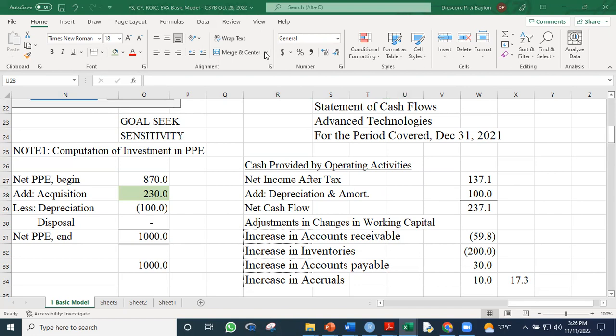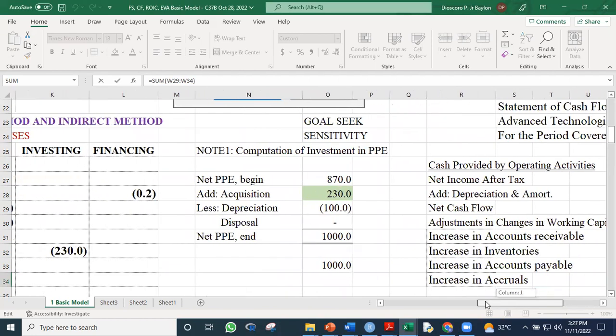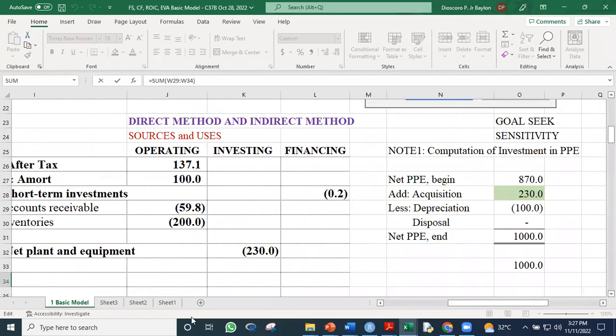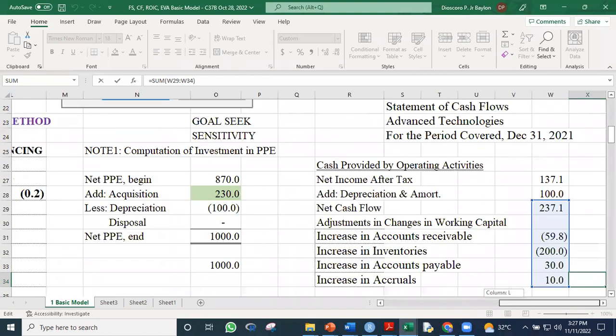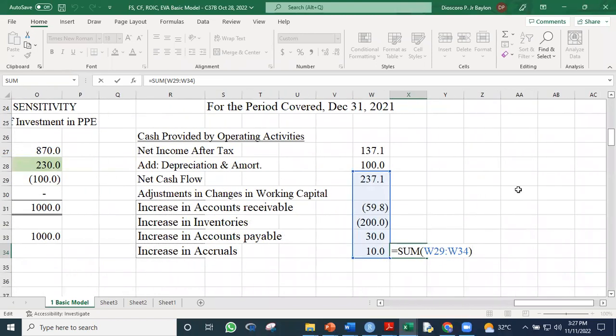How did we get 17.3? Okay, 17.3 is the sum, we summed up the net cash flow. Because the net cash flow is your net income after tax plus depreciation, which is actually what we did here. But here we summed up everything. We just gave this a name, net cash flow. And that should agree with your operating activities.